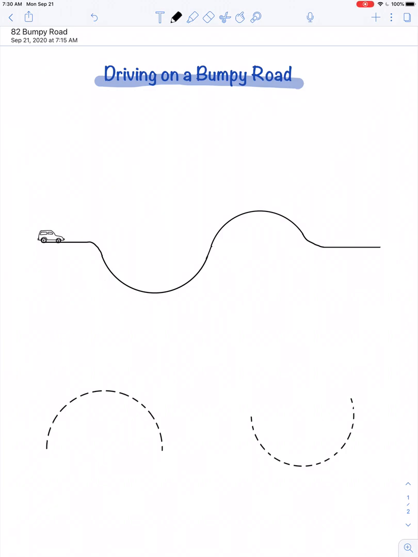Here's a problem that's somewhat related to the elevator problem in the sense that there are moments in time when you feel heavier or lighter than your typical weight. So I want you to imagine a car that's driving at a steady speed down a bumpy highway so that it drives through some dips and over some hills.